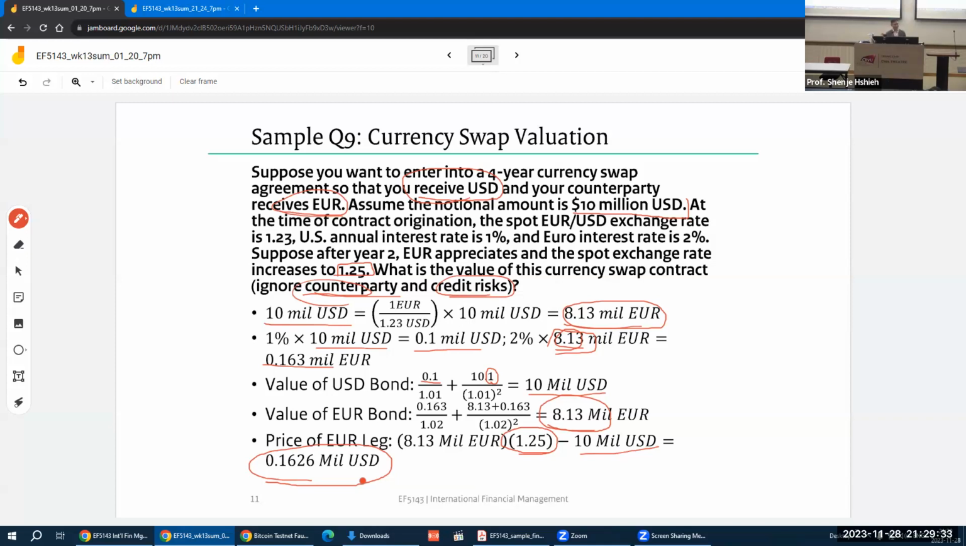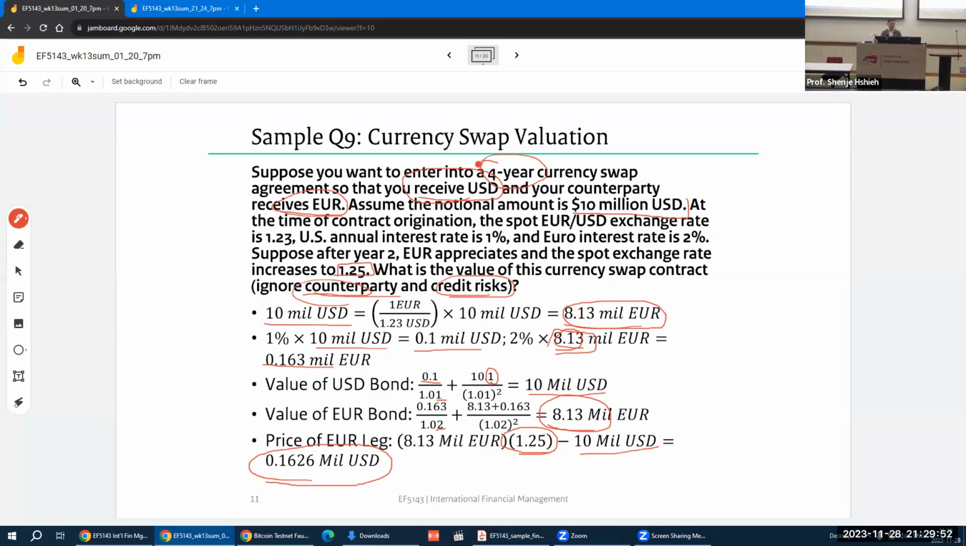So extensions of this problem that could be asked on the final exam: I can change 1% to something else. I can change 2% to something else. I can change the 4-year swap to a 10-year swap. There is only a limited amount of variations I can ask you on this question, right? But just be comfortable with that idea.